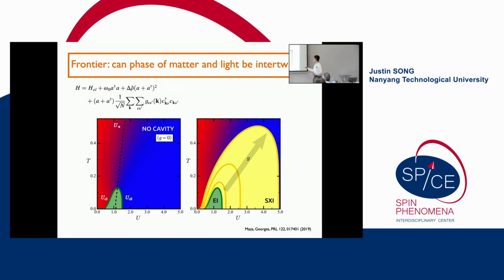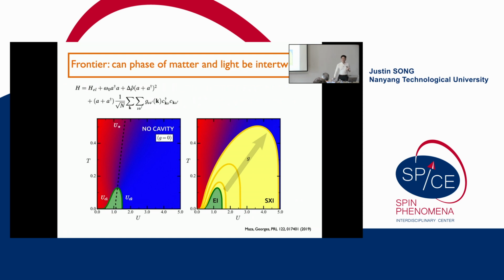And this is a very nice paper from Mazza and Georges that says that if I put some kind of excitonic insulator inside a cavity, I might be able to enlarge the portion where I will have an excitonic insulator. They call this a superradiant excitonic insulator. Wow, very nice, because the phase of matter, excitonic insulator, is intertwined with the phase of light, spontaneous vector potential generation. So that means they're intertwined.